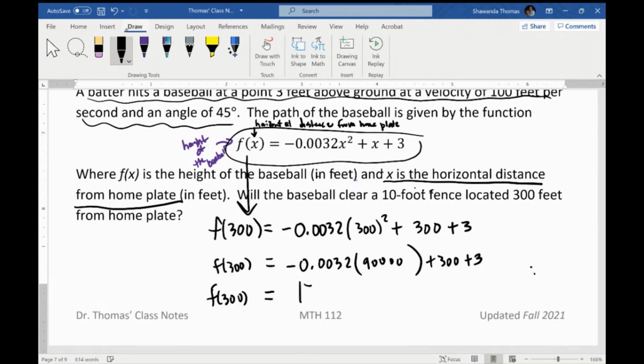15 feet. Did it clear the 10-foot fence? Yes, ma'am.